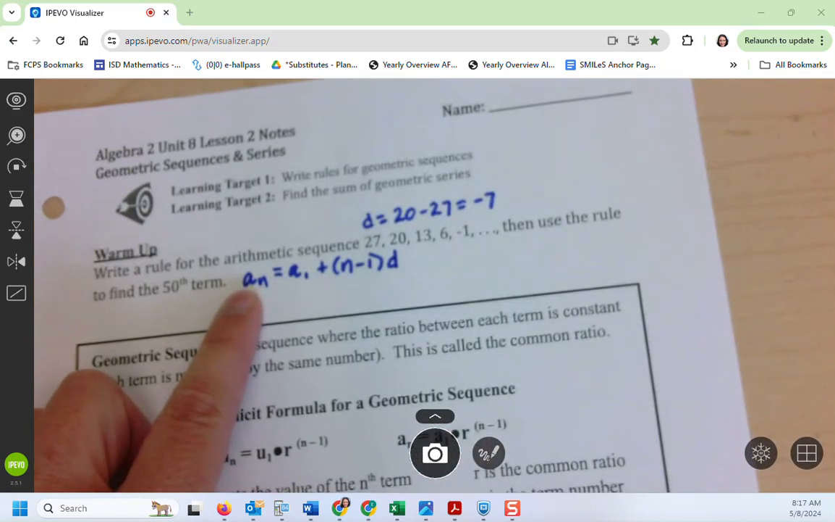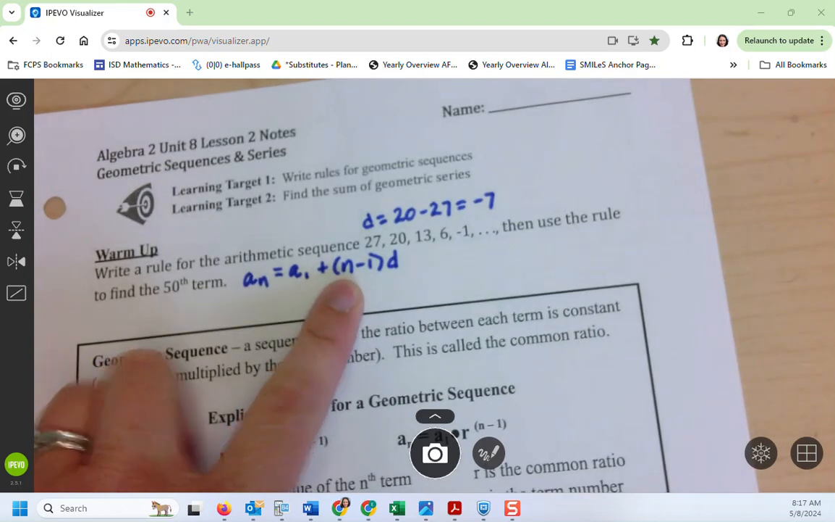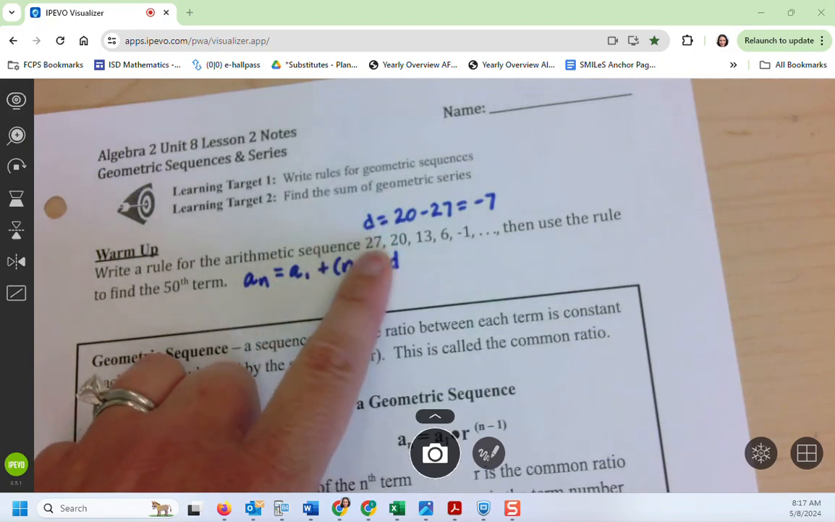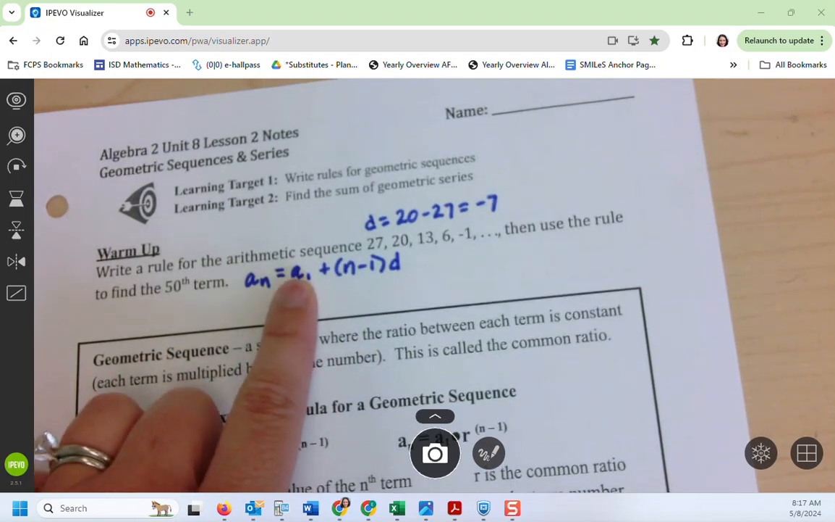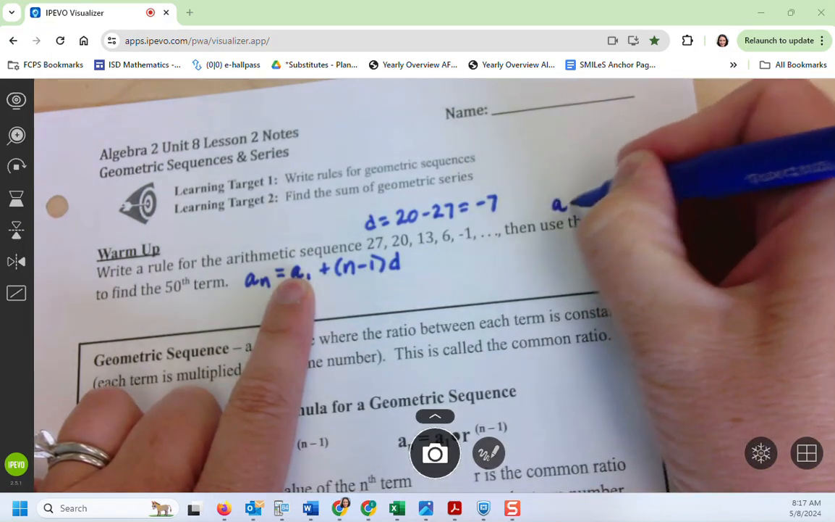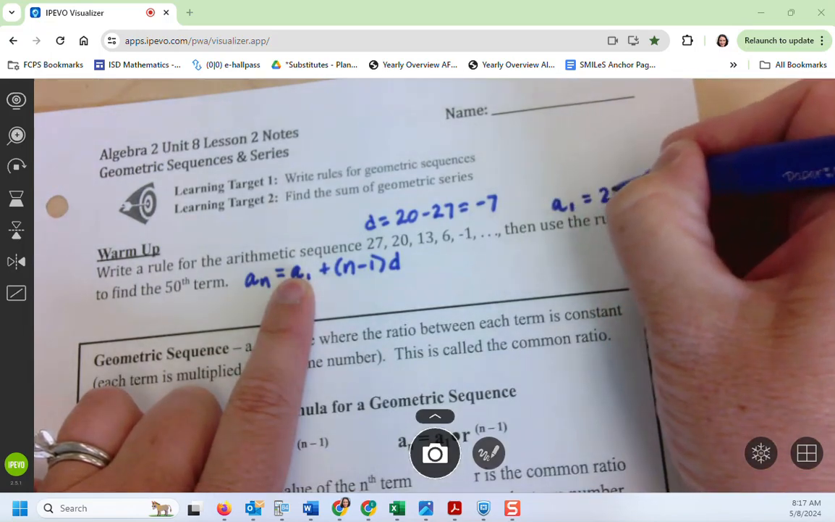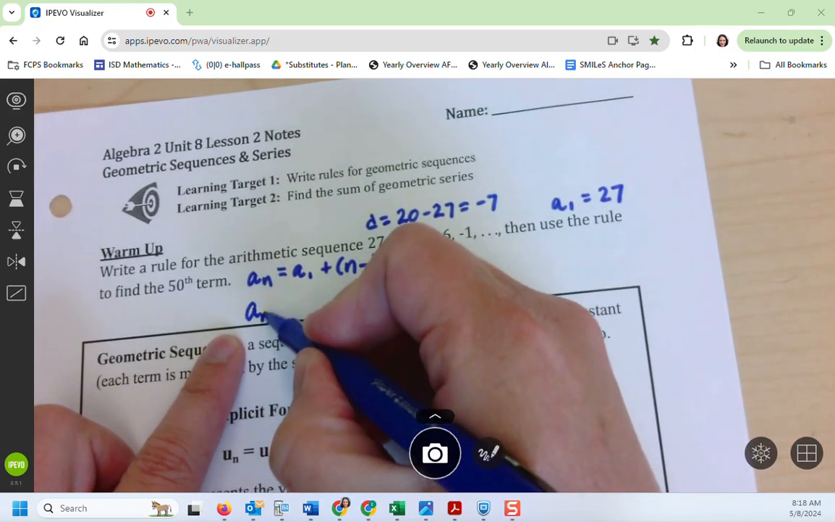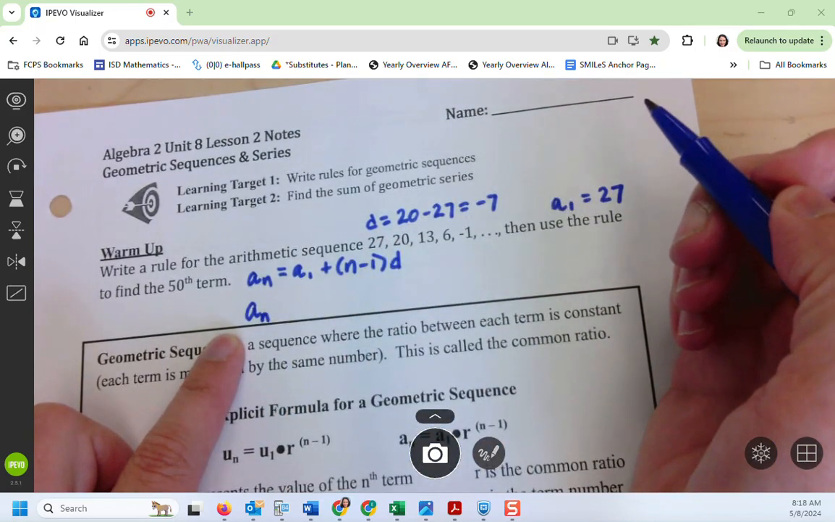So A sub n and n will stay variables. I have D, and I need A sub 1. What's A sub 1 going to be? The first number. So in this case, 27. Okay? So A sub 1 means first term, and it's 27. And so when I write the rule, you have two variables. The first variable is A sub n. That means the nth term.